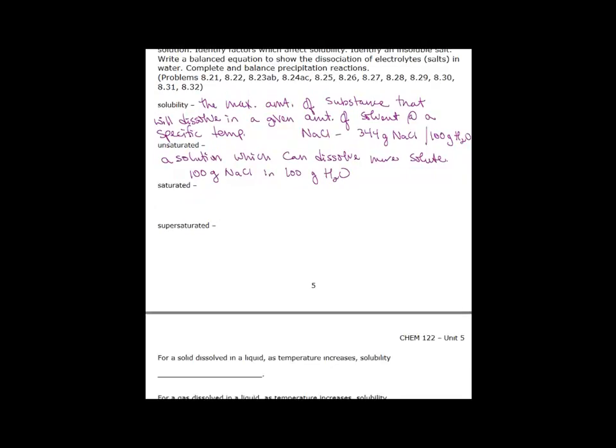Now, a saturated solution, on the other hand, is a solution which contains the maximum amount of solute. An example would be 344 grams of sodium chloride per 100 grams of water. So I have the maximum amount of solute that that water can contain, so it's saturated.